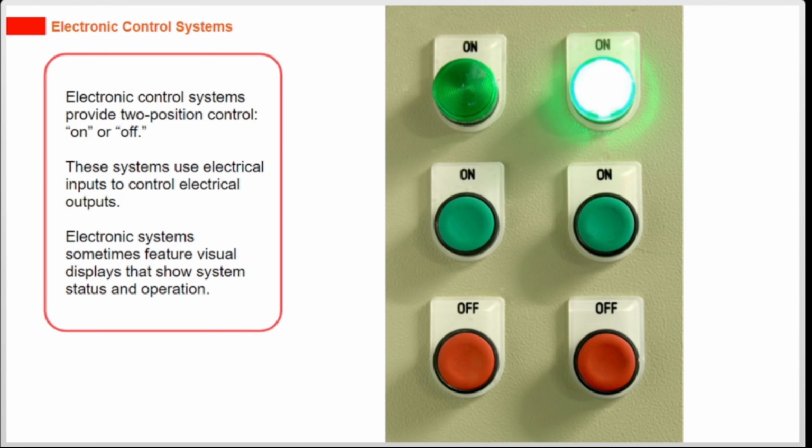Electronic control systems provide 2-position control, on or off. These systems use electrical inputs to control electrical outputs. Electronic systems sometimes feature visual displays that show system status and operation.